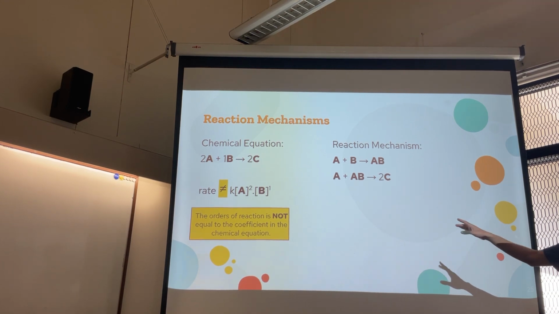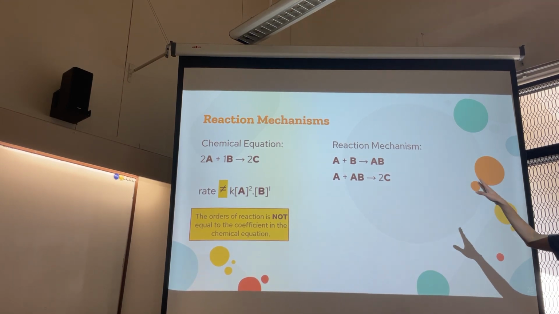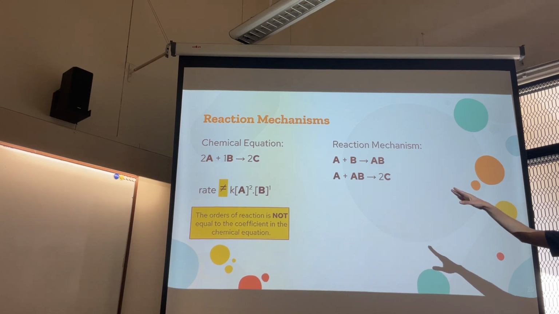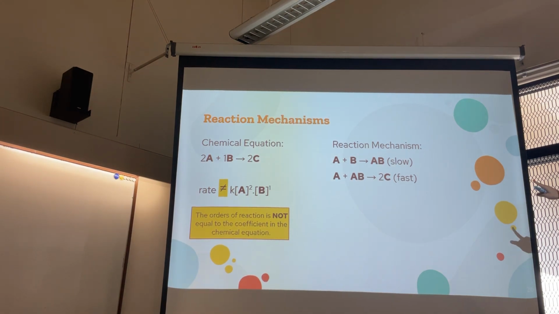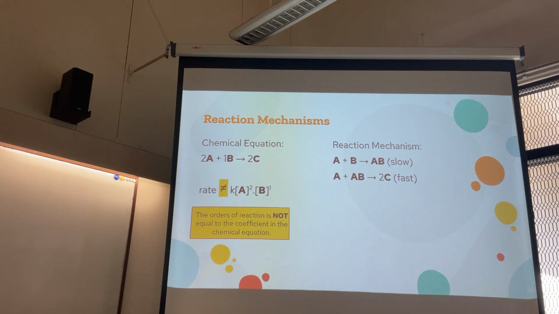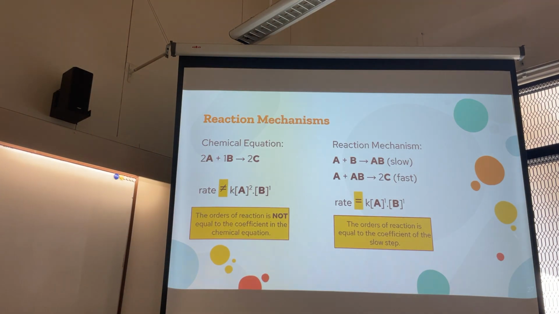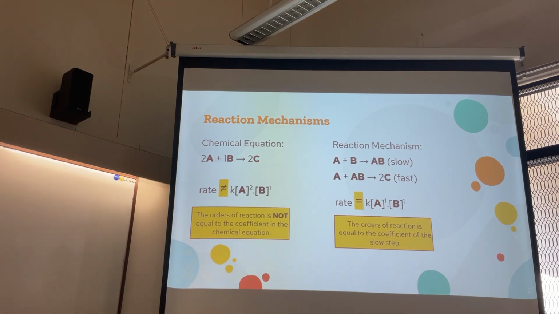However, a reaction mechanism is obtained using experimental data. Therefore, the coefficient of one of the steps actually coincides with the orders of reaction, and that is called the rate determining step. So for example, if your first step is your rate determining step, can you tell me how many A are there in the slow step? 1. And how many B are there in the slow step? So therefore, your rate equation will look like this.